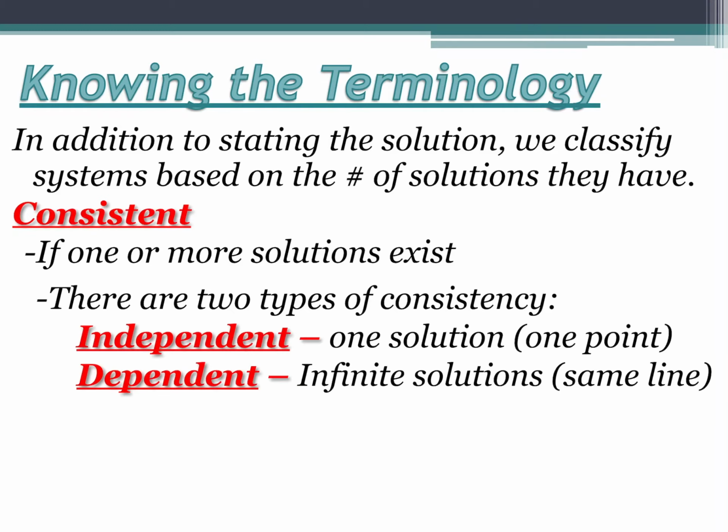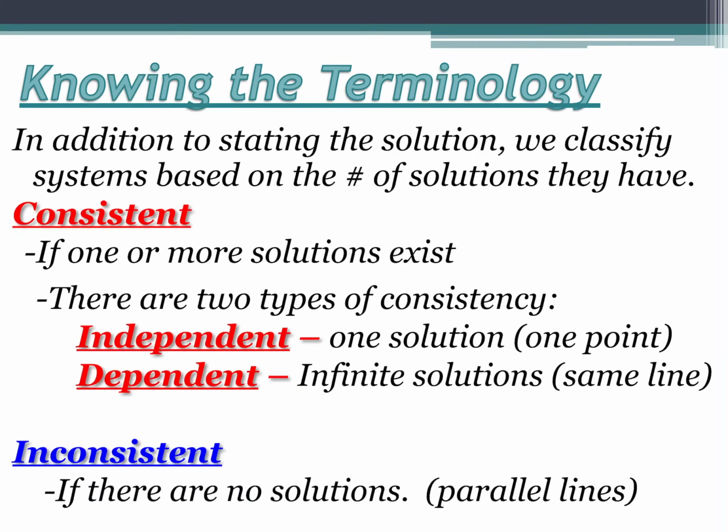The scenario we're referring to for consistent independent would be when you have 1 point. Consistent dependent would be when you have all solutions because they are the same line. Our third classification is inconsistent, and that occurs when there are no solutions. That situation would be for parallel lines because they're never going to intersect. Let's try a few examples and see how we go about doing this.